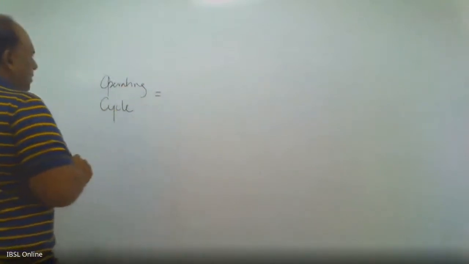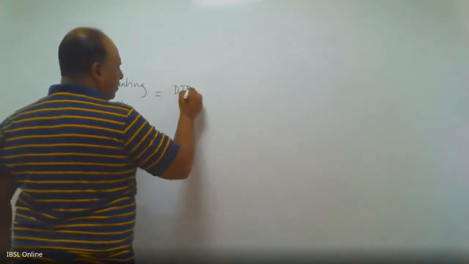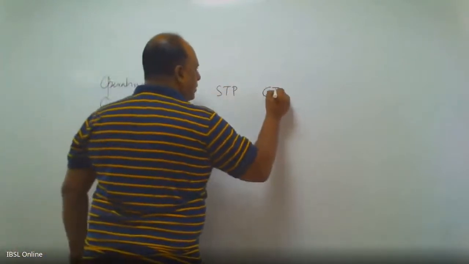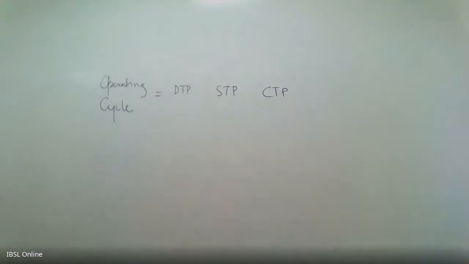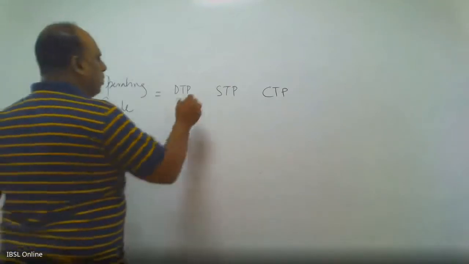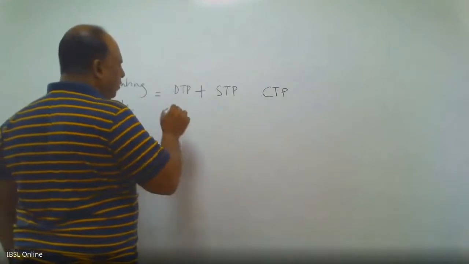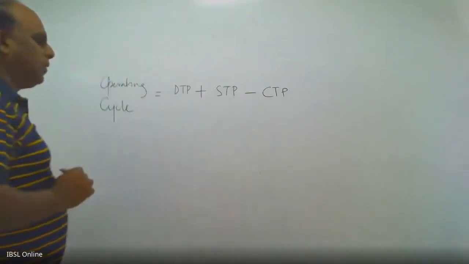So what is operating cycle? Debtors turnover period, stock turnover period, creditors turnover period. Now you know how to calculate these three ratios. So what you do, operating cycle means you add the debtor turnover period to the stock turnover period and divide it by the creditors turnover period.